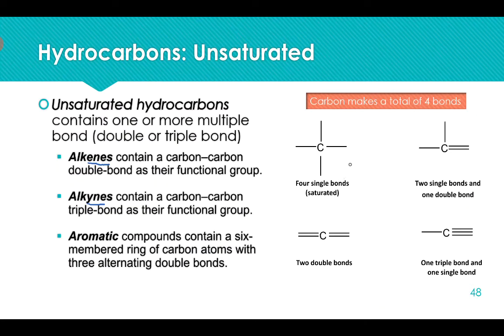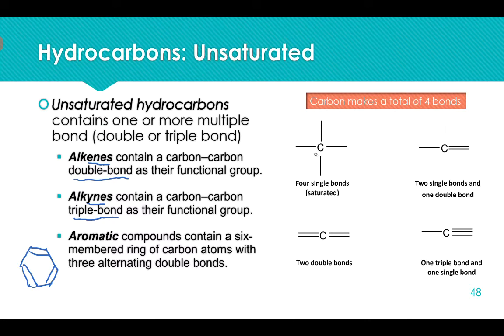Not all hydrocarbons are saturated. Alkenes are what we call unsaturated hydrocarbons that contain a double bond somewhere in the structure. And alkynes contain a triple bond somewhere in the molecule. So unsaturated hydrocarbons means that it does not contain the maximum number of hydrogens. Aromatic compounds are also unsaturated. Aromatic structures have alternating double bonds in a 6-membered ring.